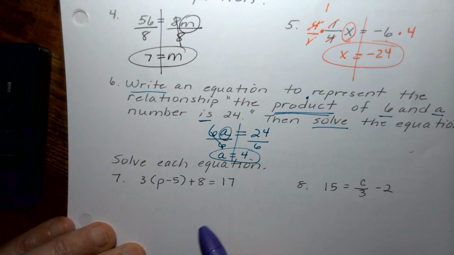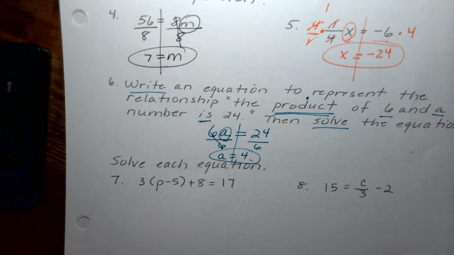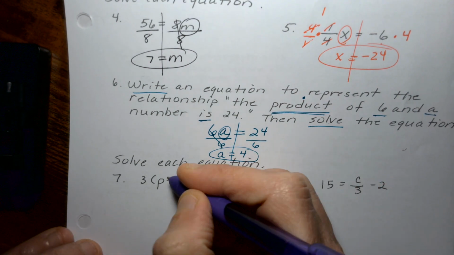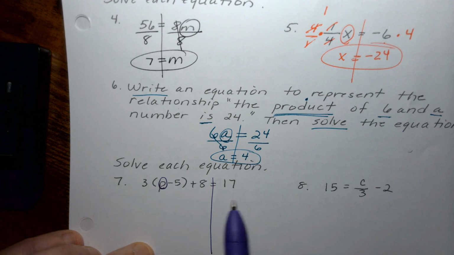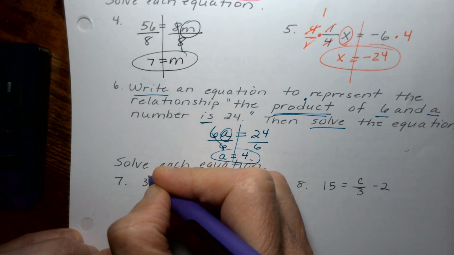Now we get to multi-step solving. So we still want to draw our line, we still want to locate the variable, but in this case, we've got all sorts of stuff going on. Let's get rid of these parentheses first.